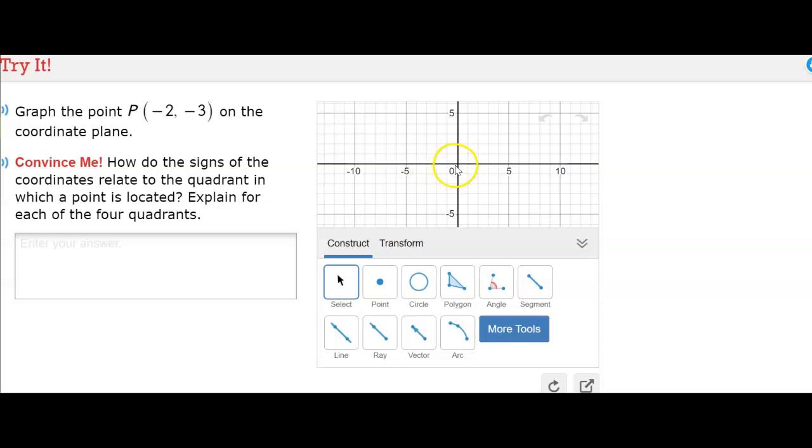So -2 on the x will be 1, 2, will be here, and then -3 goes down. So we go down 3, so 1, 2, and then 3. So I'm going to put my point here. That's going to be my point for -3. So that's all they asked us to do, was to graph it.